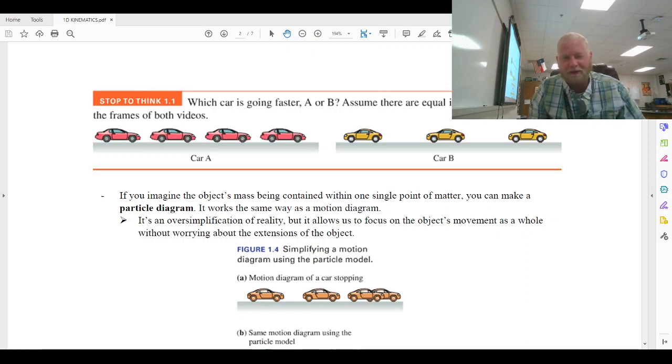Now, what can we say about the overall speed of both cars, though? Well, we could say that both cars are traveling with constant speed. Both cars cover identical distances per time interval. Just car B covers greater distances per time interval. So both are traveling with constant speed, but car B is traveling with a greater constant speed.